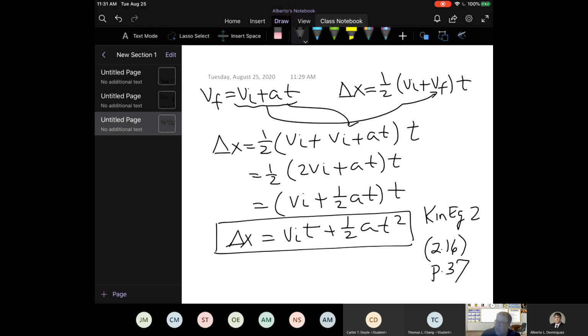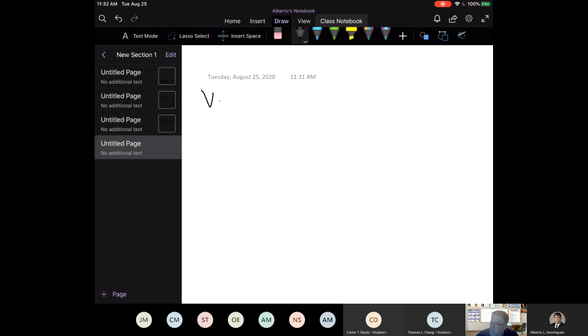All right. I always get confused because I never remember the algebra for this next one. If I get stuck, you guys will have to help unstick me. But I'm going to try to do a different thing with this equation. So I'm going to go back to the same two equations. VF equals VI plus AT. And what is the other one? Delta X equals 1/2 VI plus VF times T.